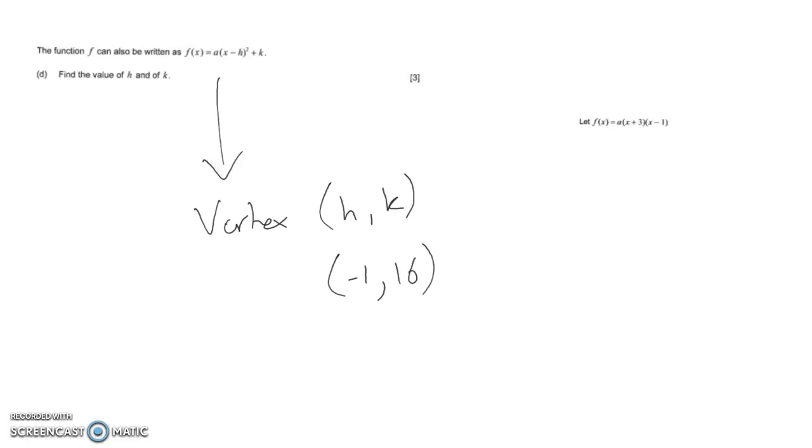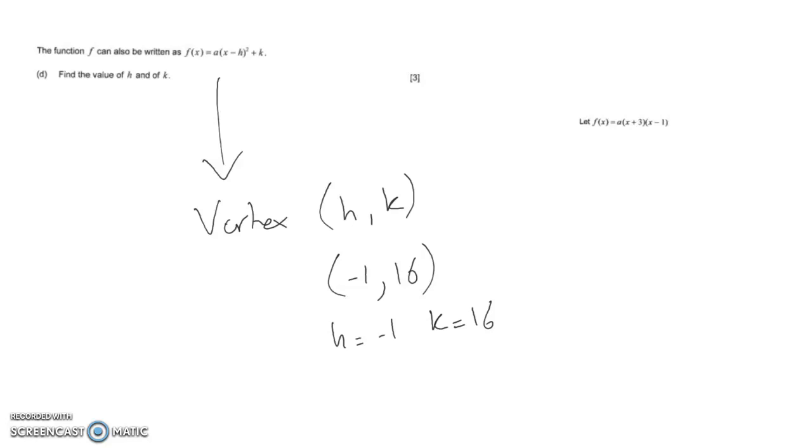So if we're asked to write it in the form of x minus h squared plus k, this form gives us that the vertex will be at h, k. Therefore, if our vertex is at -1, 16, then we have an h value of -1, a k value of 16, and that's just reading straight off the vertex, so not too bad there.